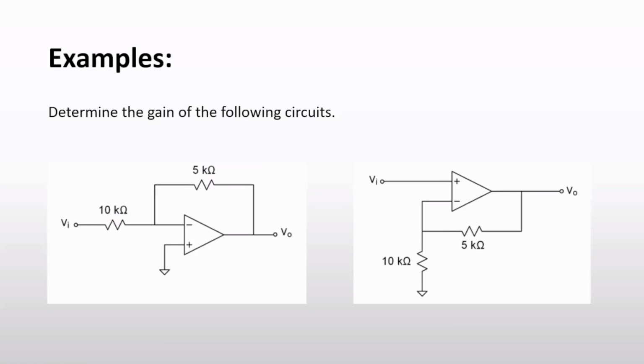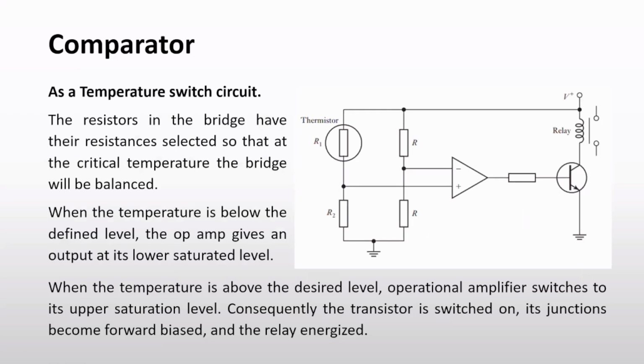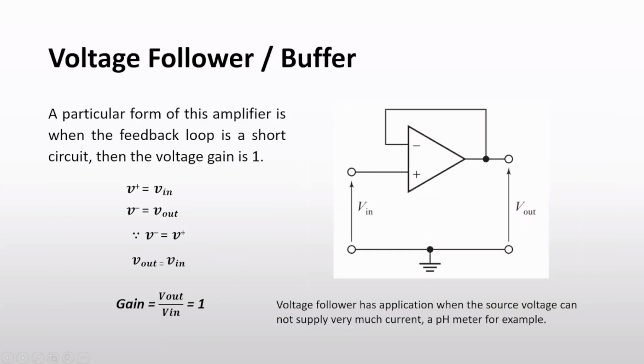There are some exercises, and I will share them with you. After that, we discussed the comparator and how it is used in a temperature switch circuit. Then we discussed the voltage follower. In the voltage follower, we get a gain of 1, so the voltage out follows the voltage in. These are the things we have discussed today.